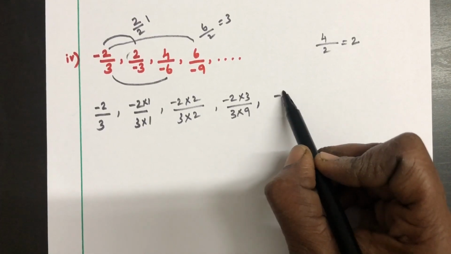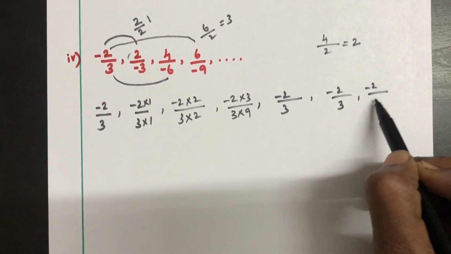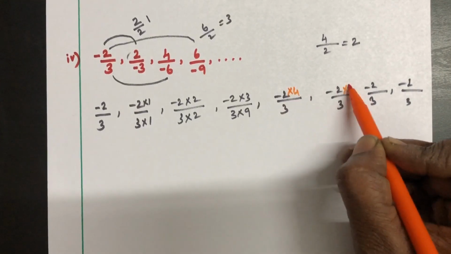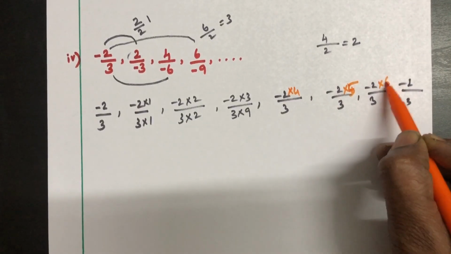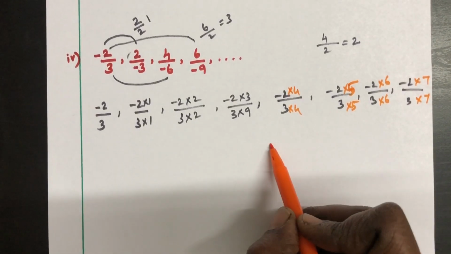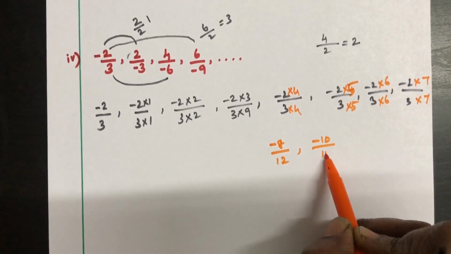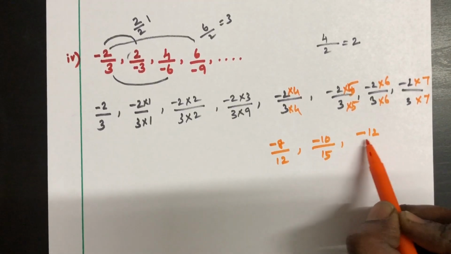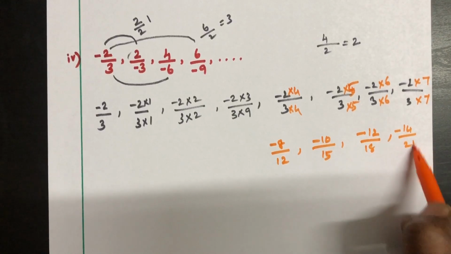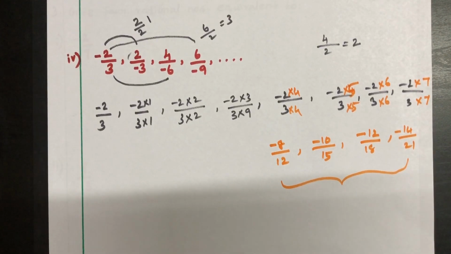How does our pattern go? Minus 2 by 3, minus 4 by 6, minus 6 by 9, and this must be 4, right? Next, this is 5, this is 6, and this is 7. So have the same number in the denominators. Now this is minus 8 divided by 12, minus 10 divided by 15, minus 12 divided by 18, minus 14 divided by 21. That's all. These are the next 4 rational numbers in the given pattern.